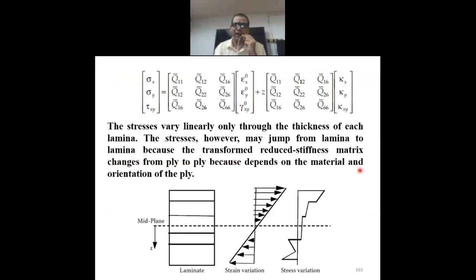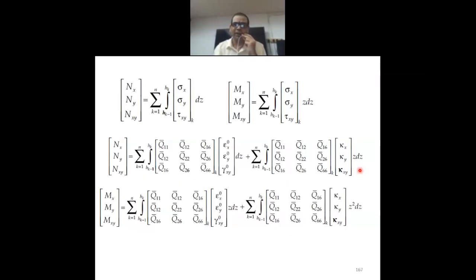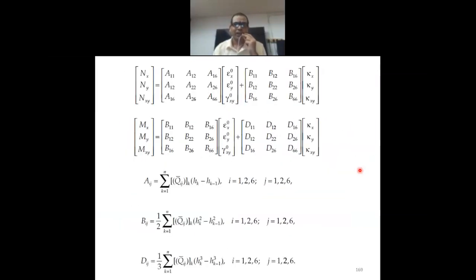For that, I think actually we are using these ABD matrices. If you look at these ABD matrices, they have the terms of Q bar, and they incorporate the terms of Q bar and the thickness. And using this, for example, whatever force or moment is applied, we can find the things.